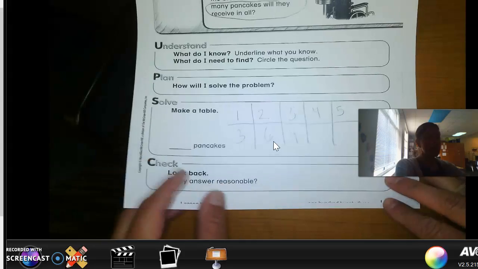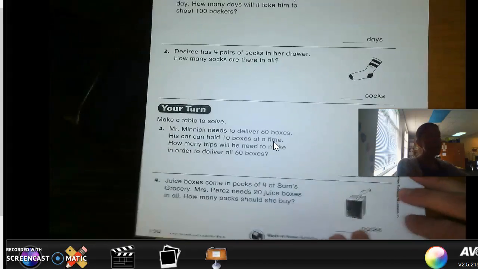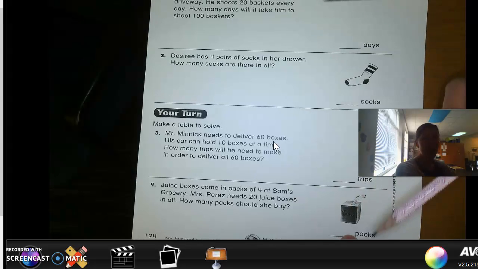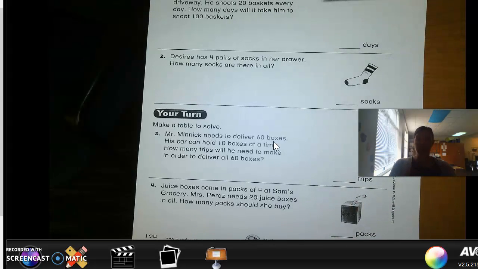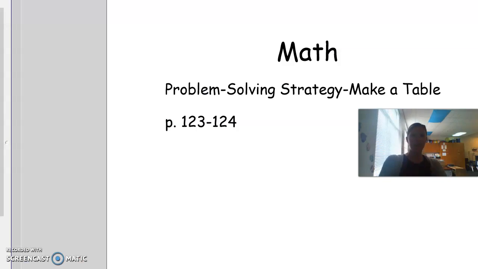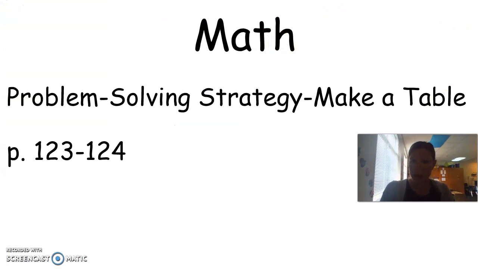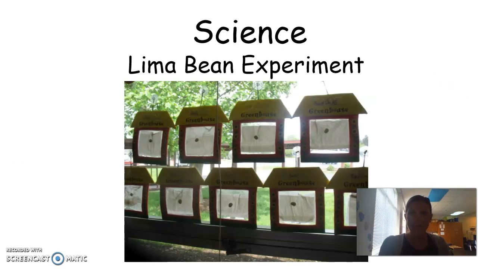So making a table, you're going to do the same. Every single one of these today, you're going to make tables for. That's the strategy you are going to use. So don't forget that. All right, let's see what is next on your list of things for today.